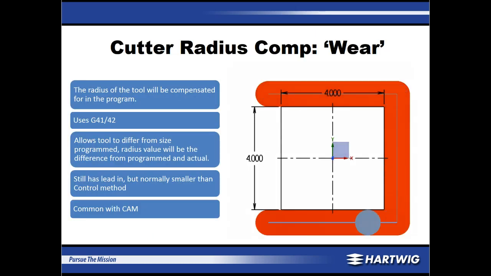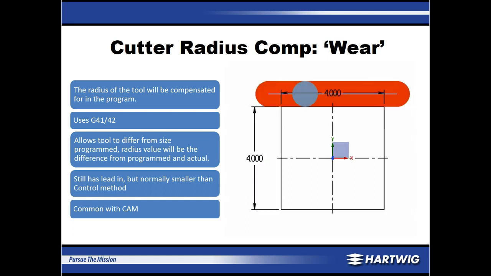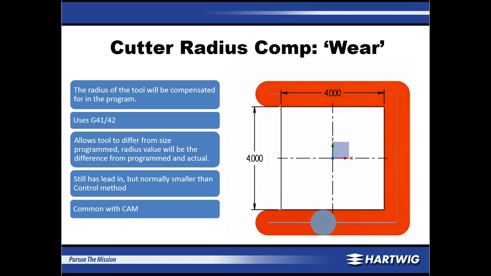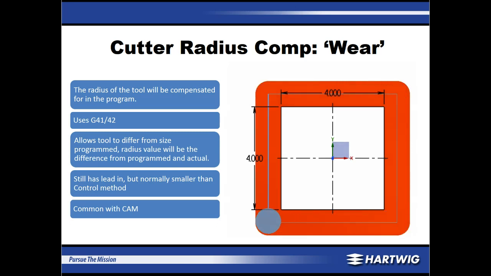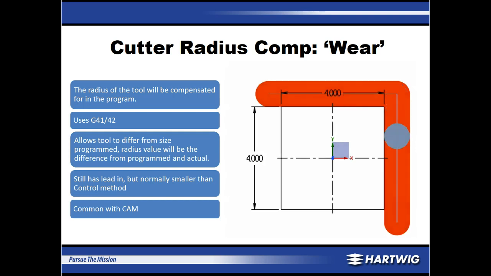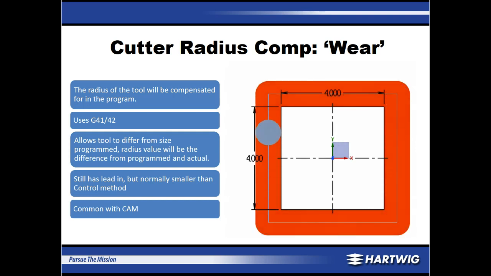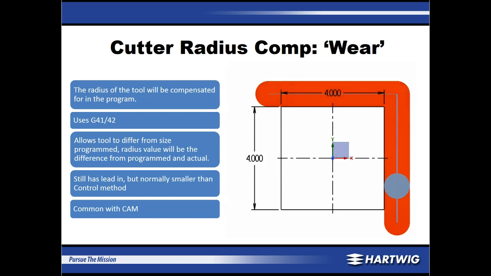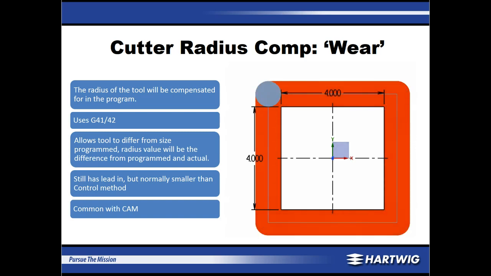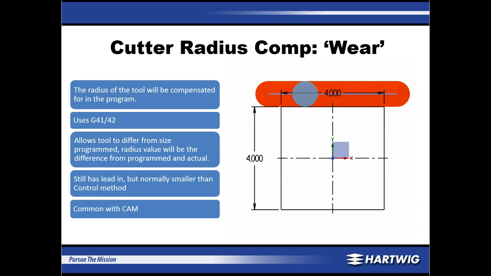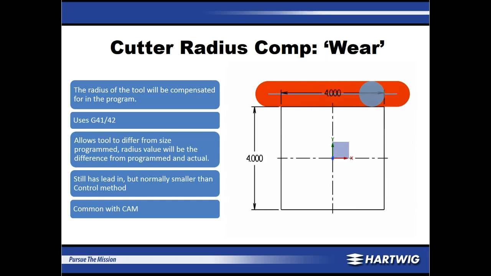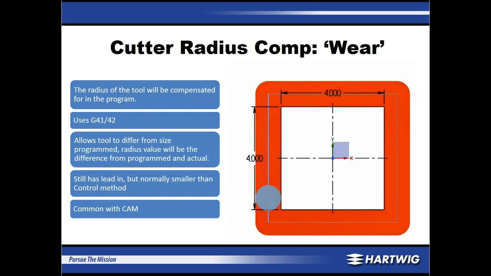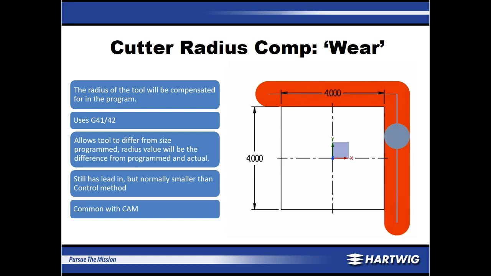The final type of cutter comp that we'll talk about is cutter compensation wear. In this type of program, the radius of the tool will be compensated for in the program like it was in cutter comp computer, but we will also be turning on G41 and G42. This allows the tool size to differ from what's programmed, but we won't have such a large lead in and lead out because we don't have half the tool radius that we're trying to shift. We're maybe trying to shift what our grind stock amount was. And this type of tool wear offset or tool radius offset is really common in CAM systems.